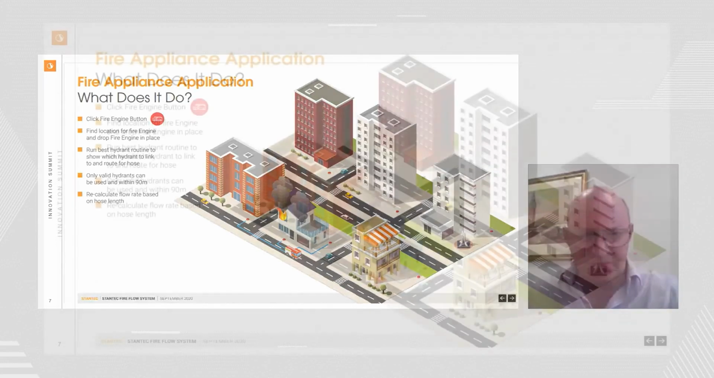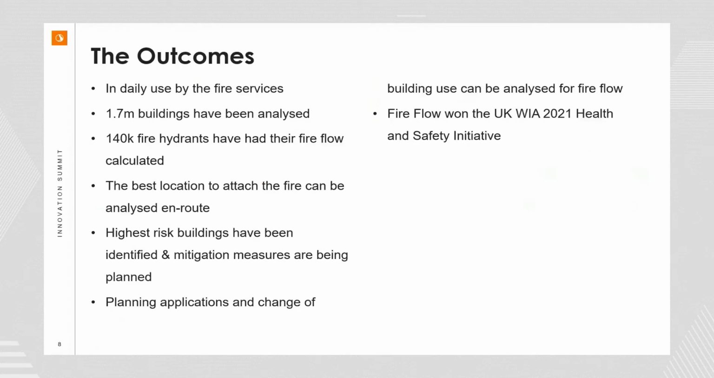And so what are the outcomes of this work? Stantec Fire Flow is now in daily use by the London Fire Brigade. The fire hydrants can be checked en route to any event to determine which are the best fire hydrants to connect to, where hoses can be laid, the length of hoses needed, and how much water will be available to fight the fire. For Thames Water, the system has identified the most at-risk buildings in London, and mitigation measures are already now being put in place. Fire Flow will drive investment where it is needed to remove those buildings from the high-risk list.